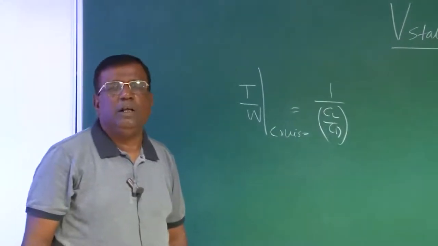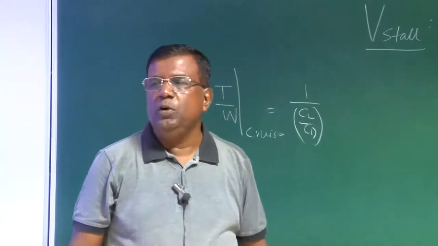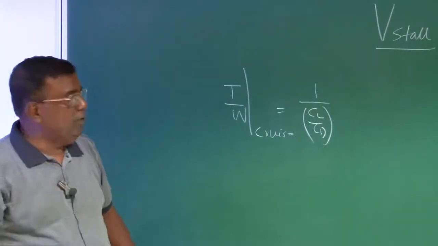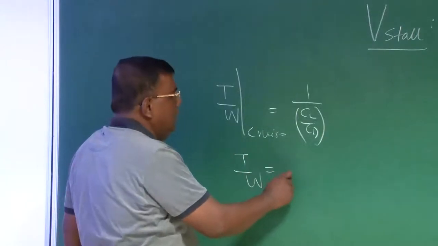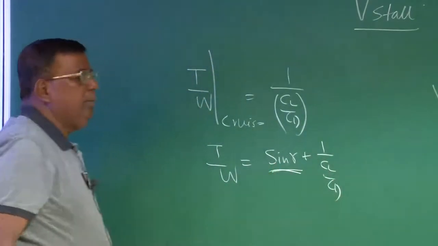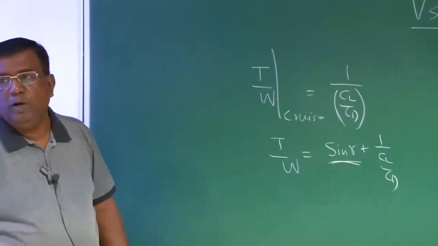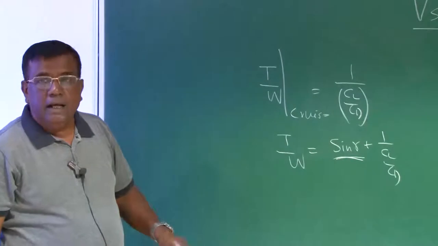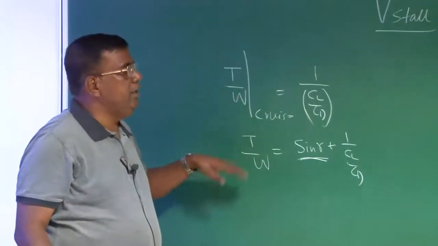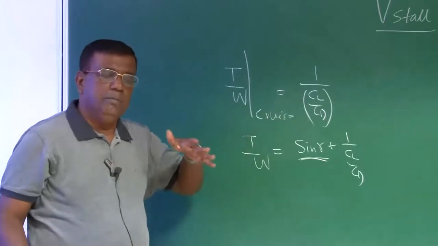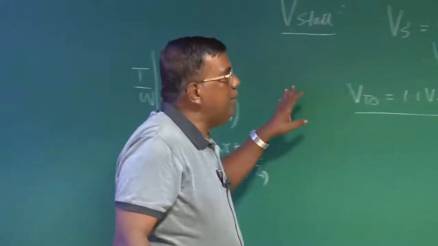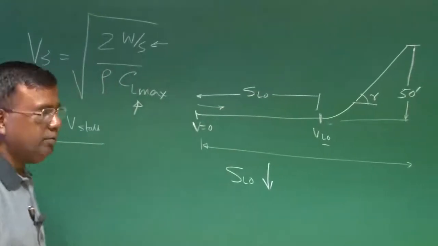And CL by CD typically will be 15. So T by W required during cruise will be 1 by 15, so less than 0.1, right? But for climb, it will be more. For climb, T by W will be sine gamma plus 1 by CL by CD. And if gamma is 10 degrees, you can see it as 0.2 or 0.25, unless you want to accelerate fast, so that an additional component will get added. So T by W is more governed or dictated by the cruise, by climb, by turn rate, by different accelerations. So why do you unnecessarily tax the engine primarily for reducing S liftoff if there are other options available, right?